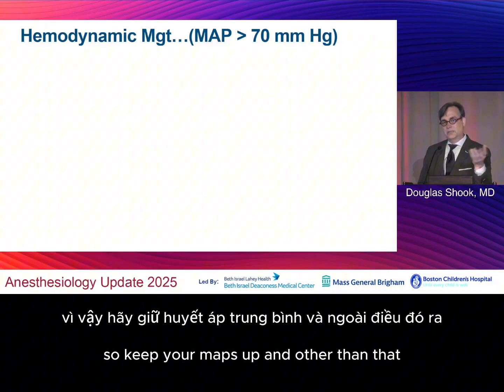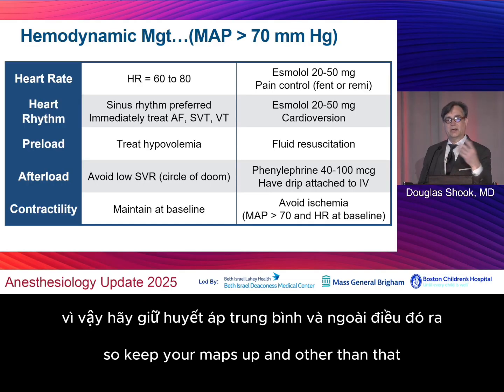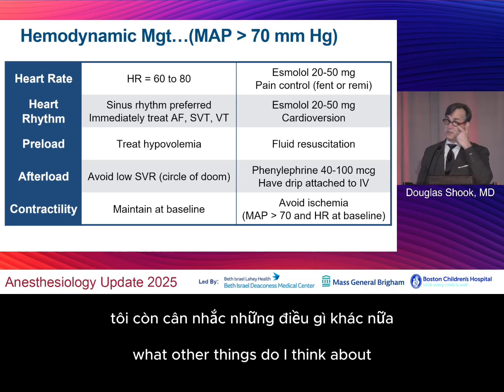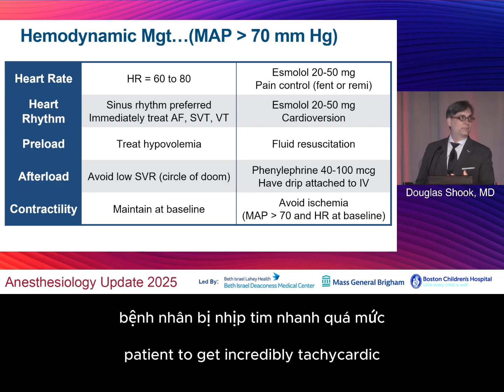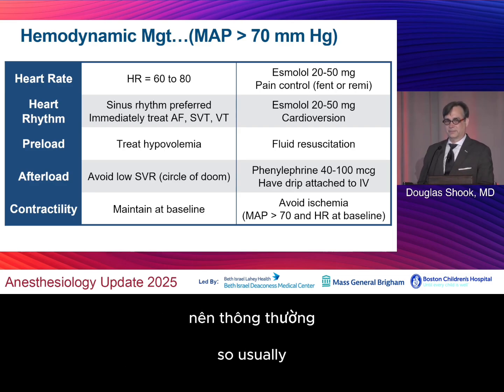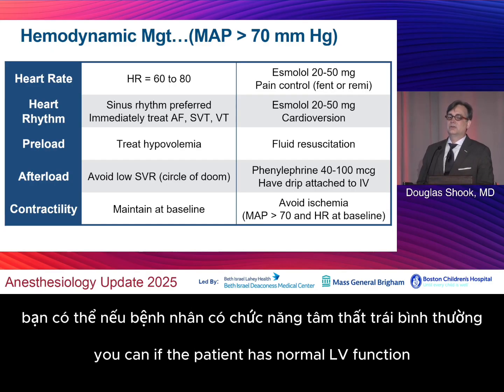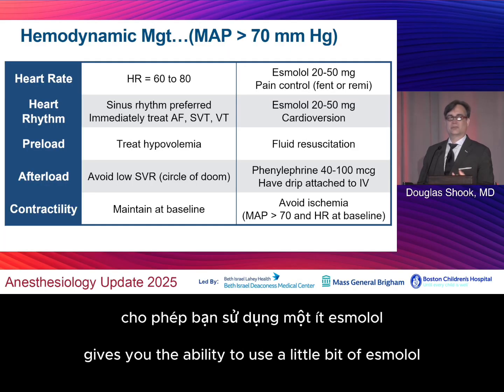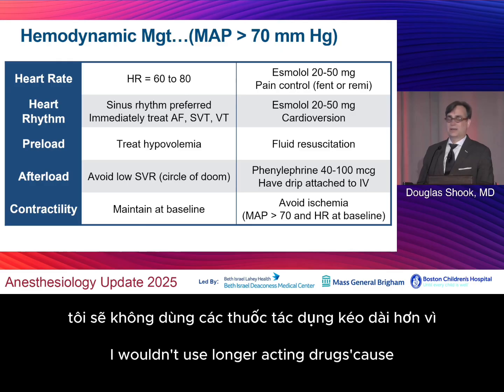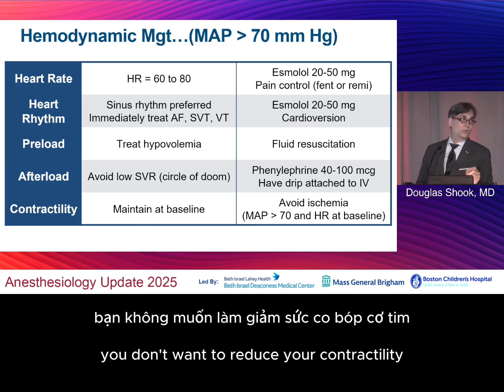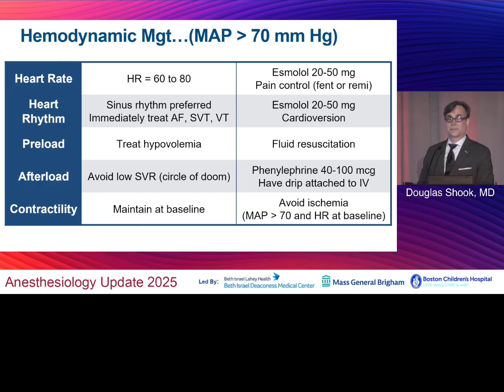So keep your MAPs up, and other than that, what other things do I think about? Well, in general, you don't want your patient to get incredibly tachycardic. So usually I manage that with pain control or my anesthetic. If the patient has normal LV function, that gives you the ability to use a little bit of esmolol to try to slow the heart rate. I wouldn't use longer acting drugs because you don't want to reduce your contractility long term.